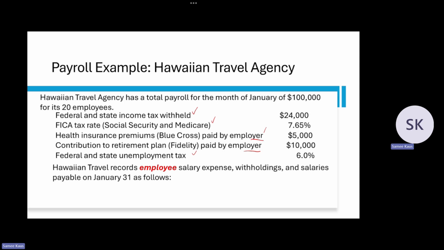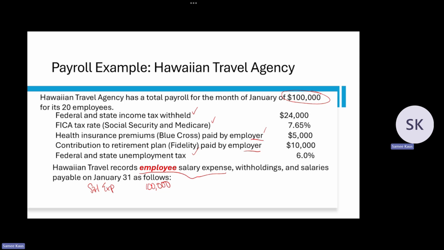So in our first journal entry here, what we're going to do is you're always going to start with a salaries expense. Okay. Because we have 3 different journal entries for these. And the first one is for salaries expense. And that's going to be the total that's given to me up here. So I'm going to say my salaries expense is increasing by that $100,000. That's my debit balance. I'm going to hold that there.